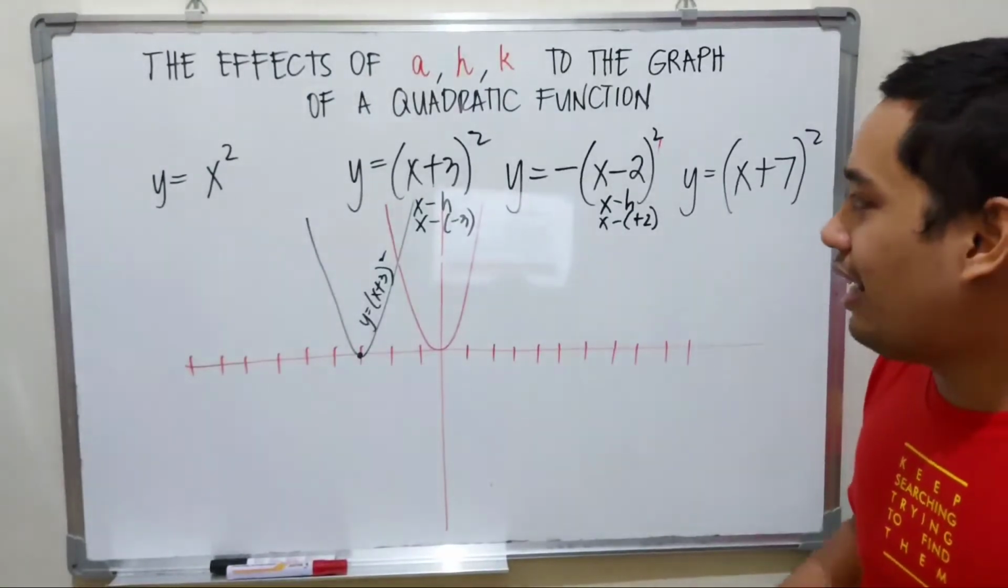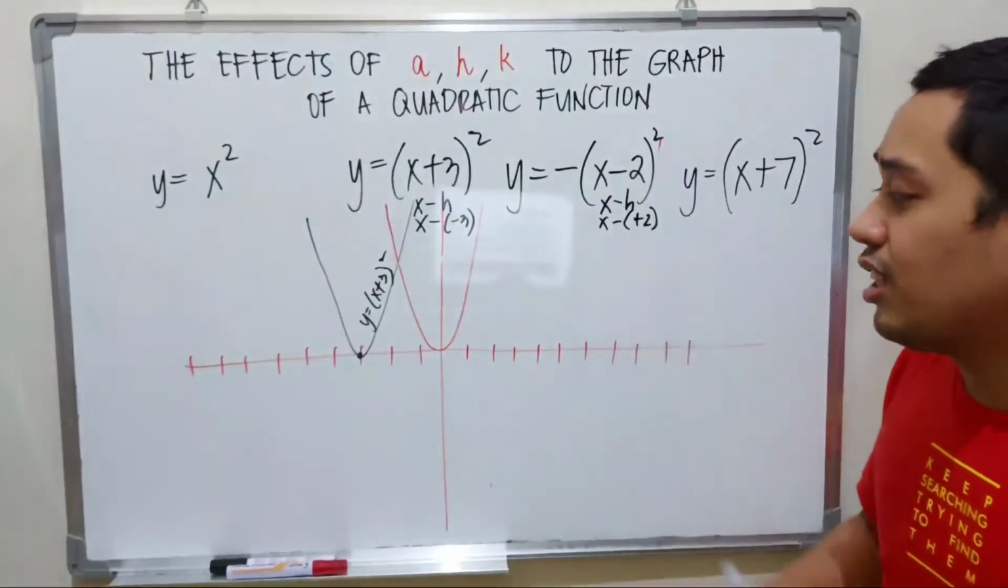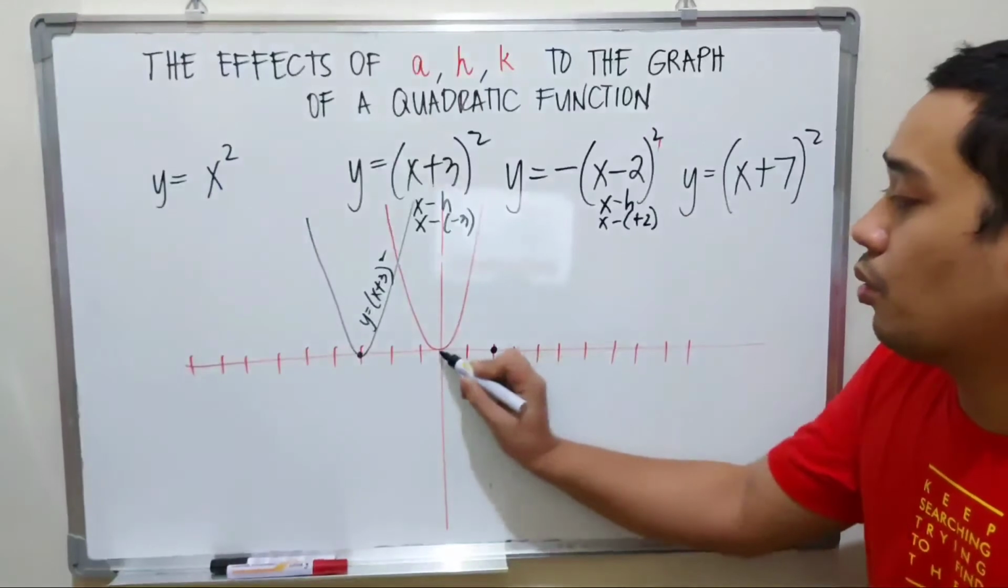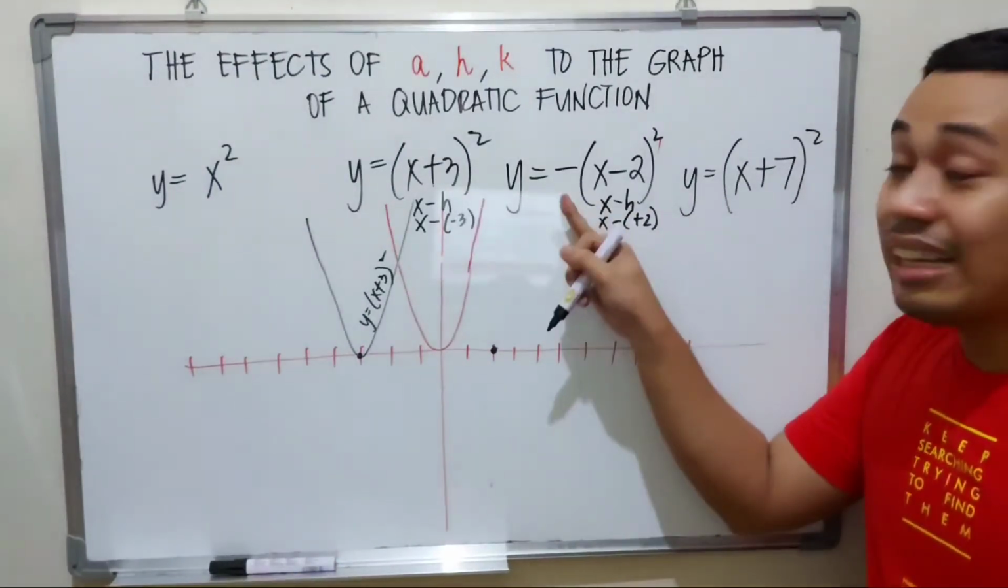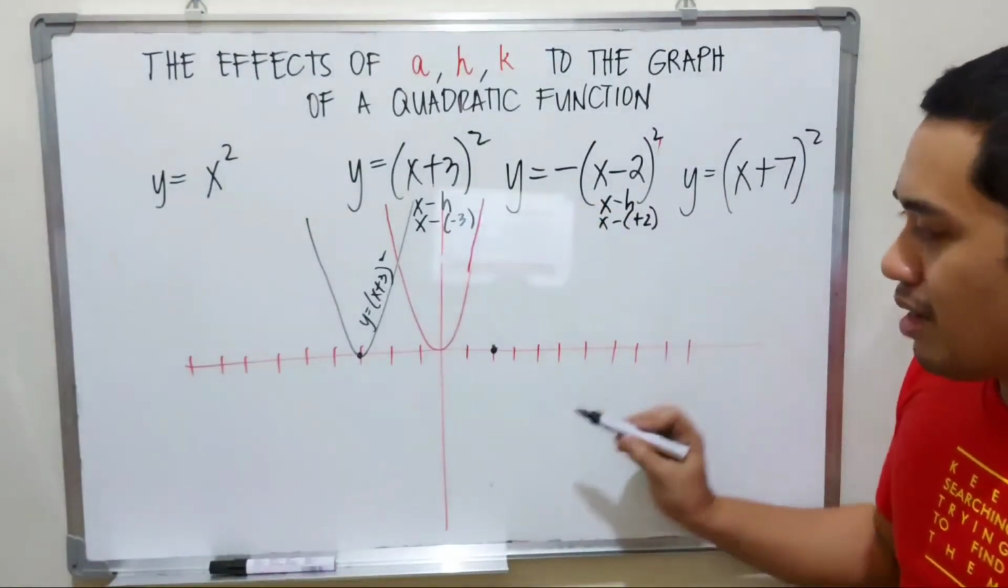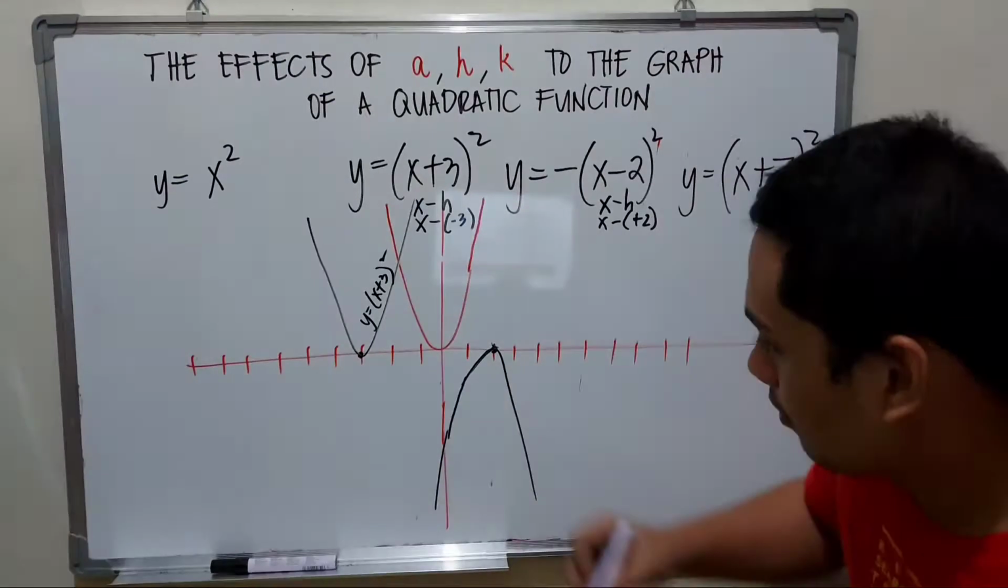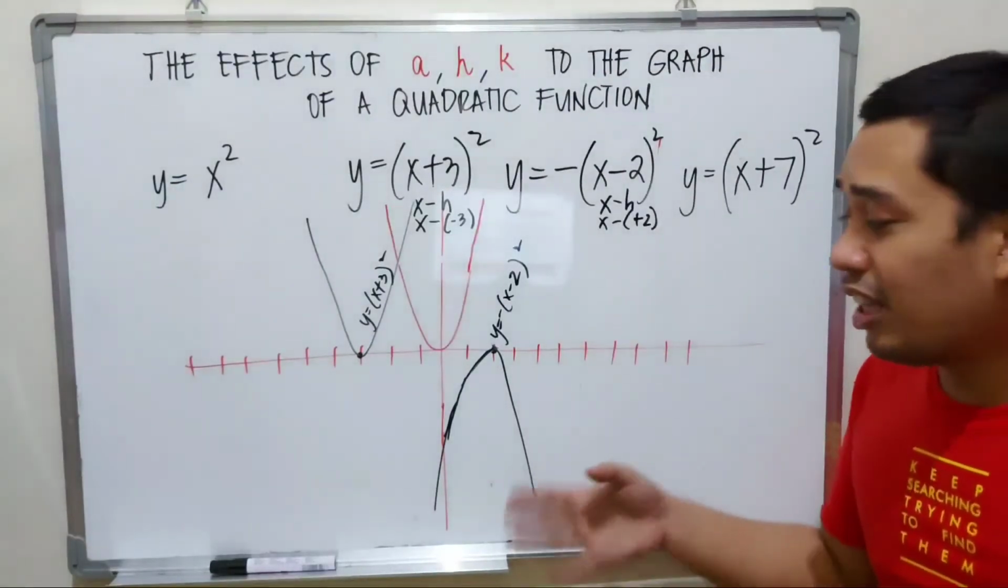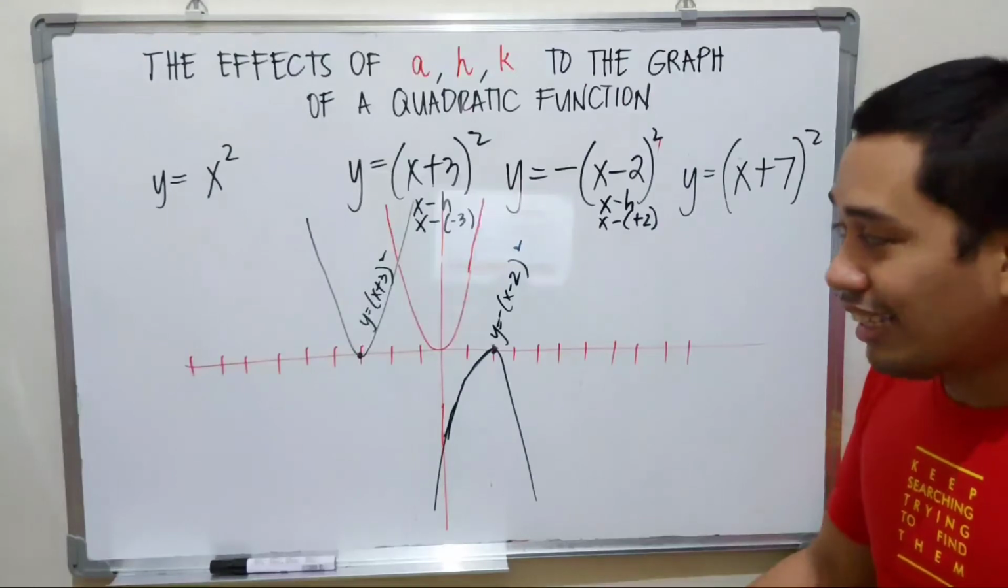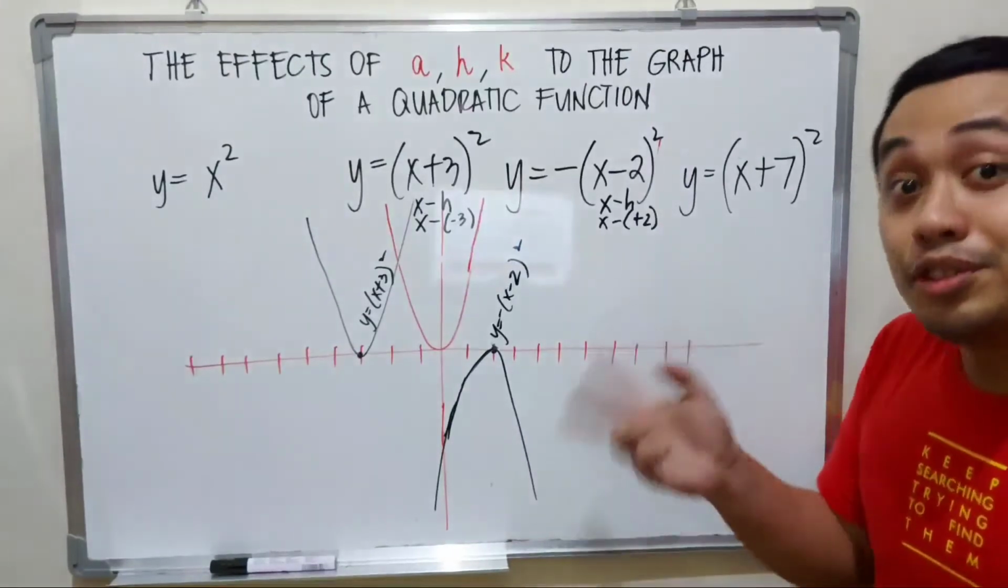Pupunta tayo pa kanan ng ilang units? 2 units. So, 1, 2. Then, downward siya. Pagkabilang mo ng dalawa, based sa ating rule, ito yung magiging graph ng y is equal to negative quantity x minus 2 squared.